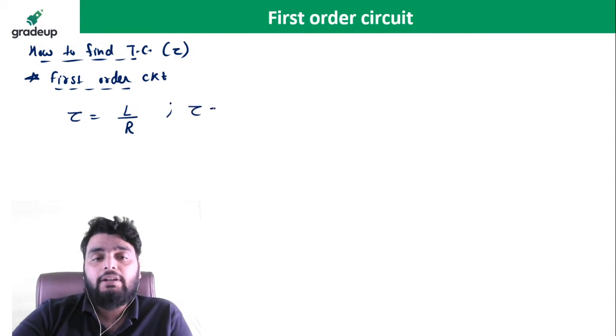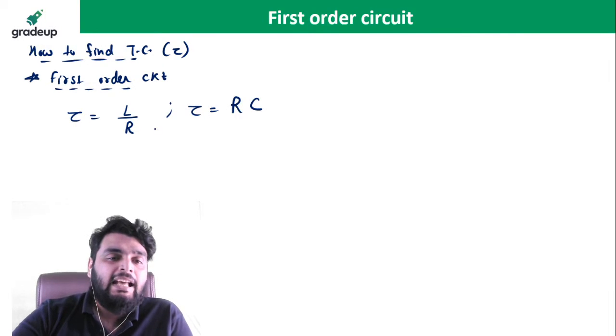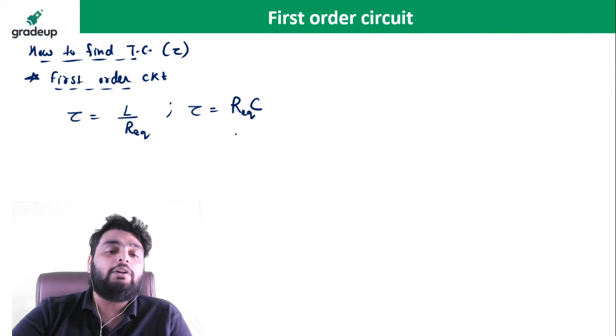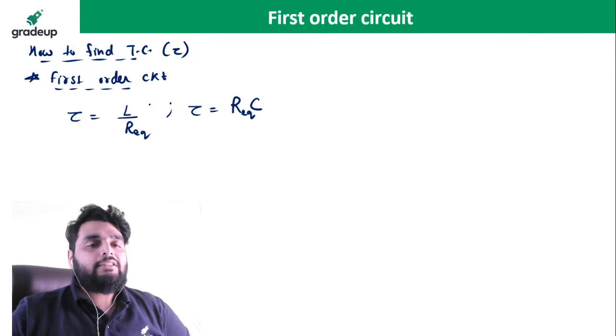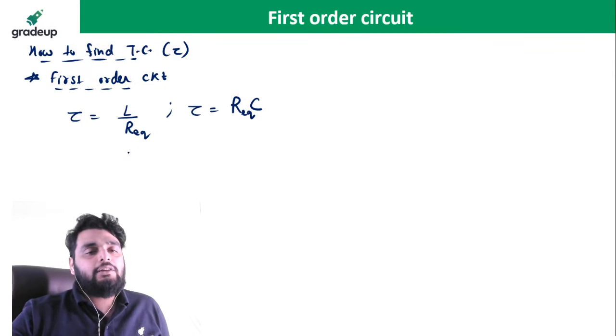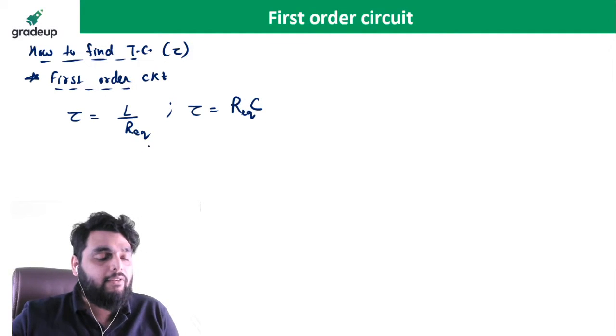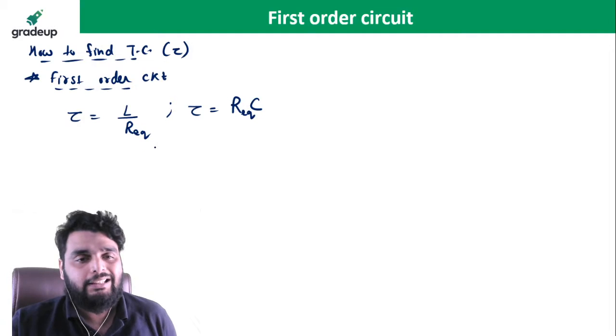In case of a capacitor, the time constant is R multiplied by C. And actually write the R equivalent. So in a first order circuit, you will have an inductor, so the time constant will be this. If you have a capacitor, the time constant will be this.